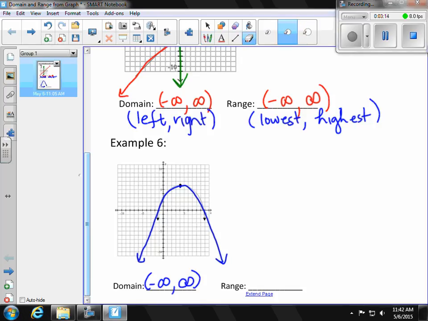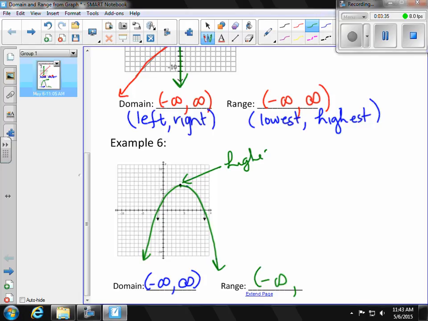Our range, on the other hand, if we look at this graph, the graph keeps going downwards. It keeps going down forever. On both sides, it is going to be going down towards negative infinity. However, it does have a highest point, or a biggest y value. Okay, so the highest point, it looks like this value is at 6 on the graph.